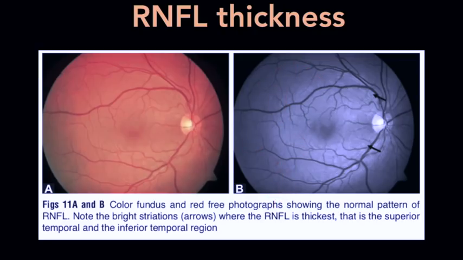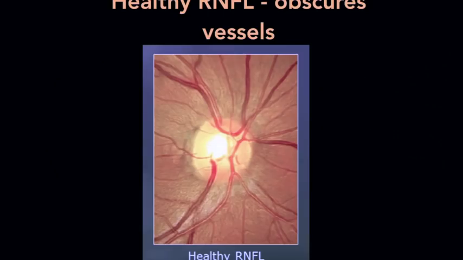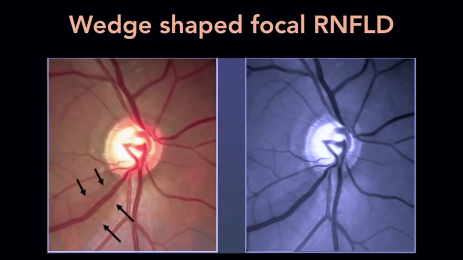Now this is a normal thick retinal nerve fiber layer, which is characterized by white striations. These are more easily seen under red-free filters or under black-white photos. So this is a healthy RNFL which is going to obscure the blood vessels. You can see a very healthy thick retinal nerve fiber is obscuring blood vessels here. But when there's a defect in the retinal nerve fiber layer, as a wedge-shaped focal retinal nerve fiber layer defect, you can see the darker areas here, and it is more easily seen in the red-free filters as well.